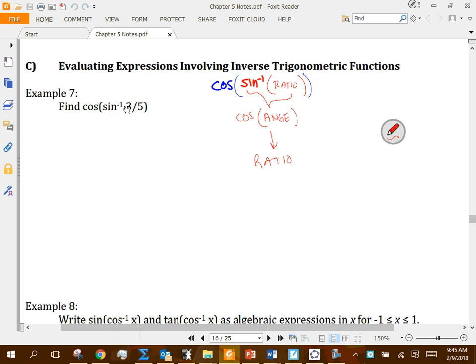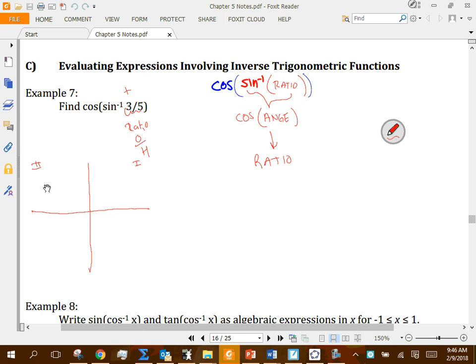Sine inverse of 3/5. You know that's a ratio, right? It's a ratio of sides, and the sides are opposite and hypotenuse, right? And what kind of number is 3/5? Is it positive or is it negative? It's positive. Okay, so sine is positive in what quadrants? First and second.